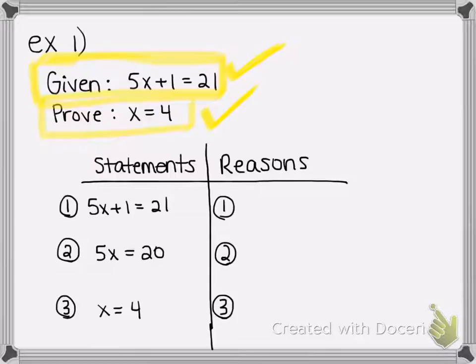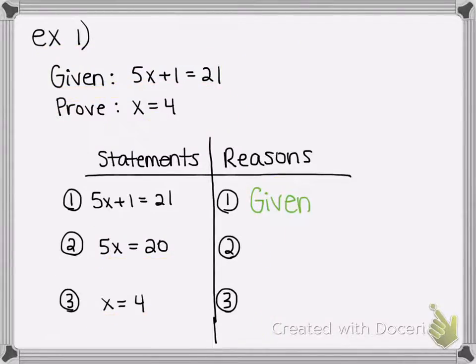Now, for right now, statements are going to be given to you. They list each statement for how you can get 5x plus 1 equals 21 to your conclusion of x equals 4. We have to fill in the reasons. Now the first reason is going to be given.